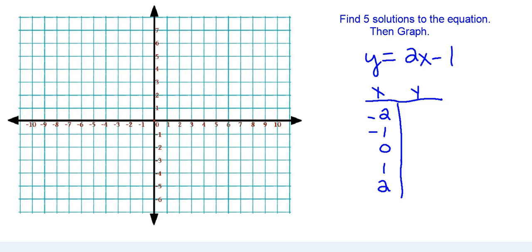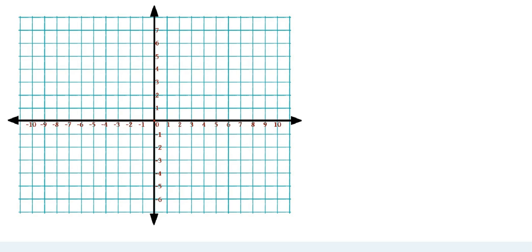A common technique when you need to graph a line is to make a t-chart and substitute -2 to +2 in for x and solve for y, which is what we're going to do here. So we have 2x minus 1, so that becomes 2 times -2 minus 1. That is -4 minus 1, which is -5. So when our x is -2, that means our y is -5.